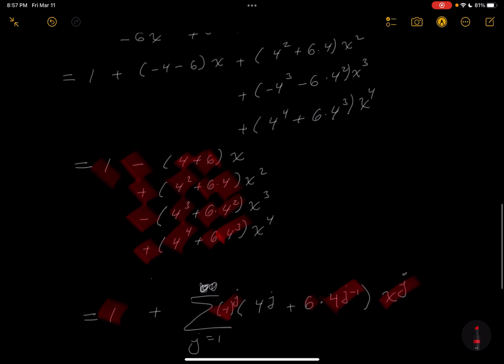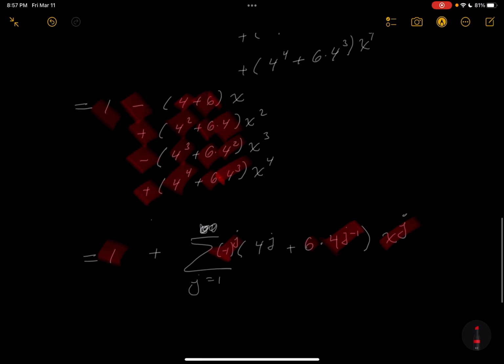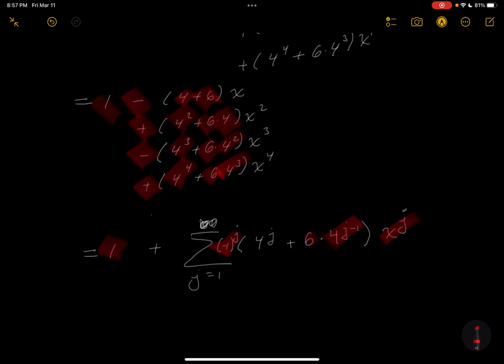But again, remember what they wanted. They just wanted the first 5 terms, at least the first 5 terms. This is the infinite number of terms. And there's other ways to write it down as well, by the way. But we're done. Thank you.